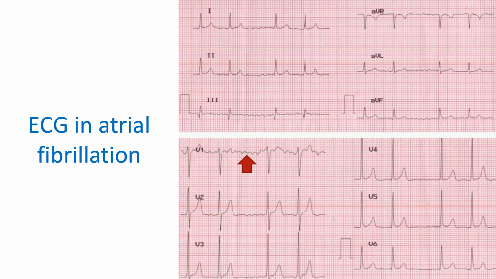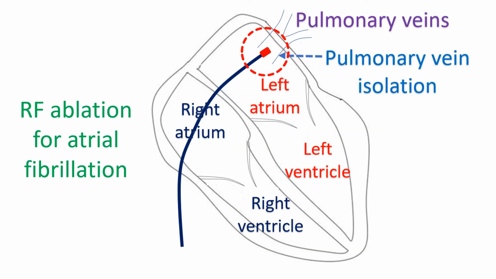If there is a lot of scarring in the upper chambers due to other diseases, the success rates of RF ablation for atrial fibrillation can be lower. In general, RF ablation for atrial fibrillation is more difficult than that for the usual regular supraventricular tachycardia. This is because more extensive RF ablations may be needed for elimination of atrial fibrillation.